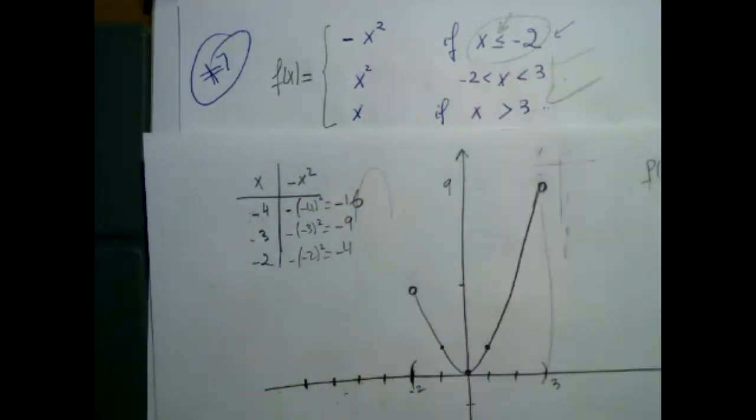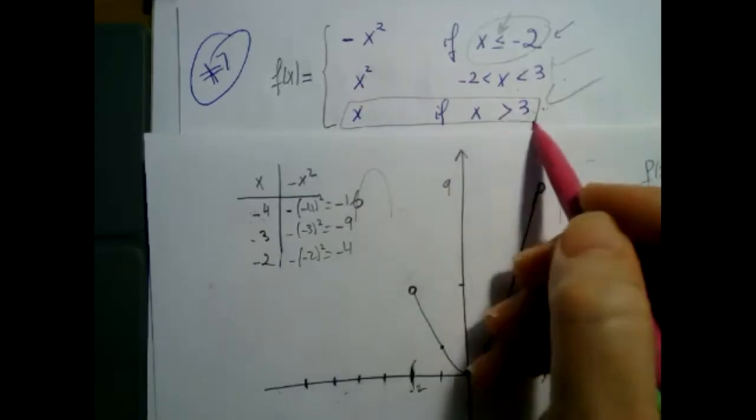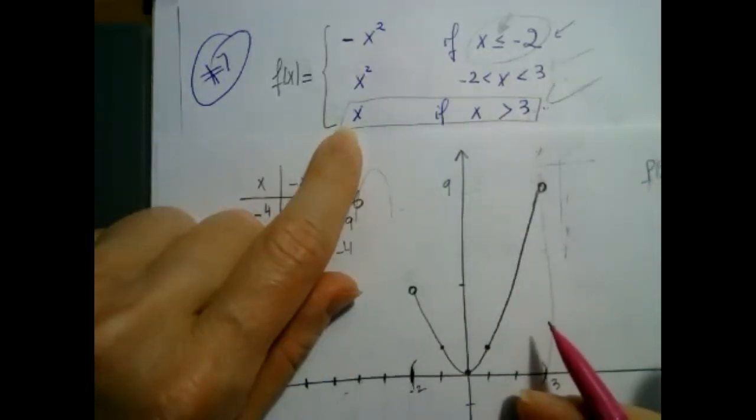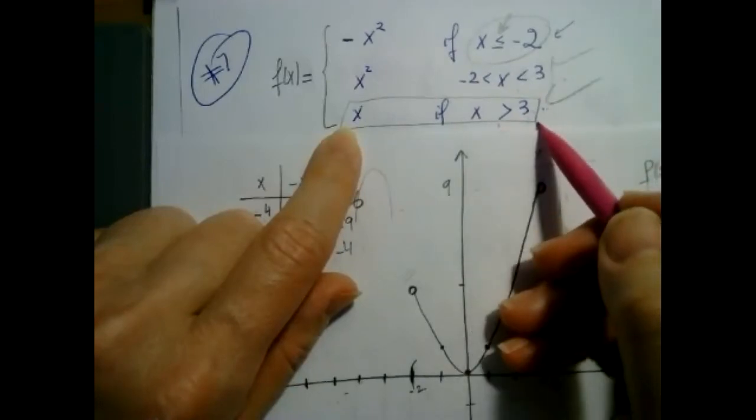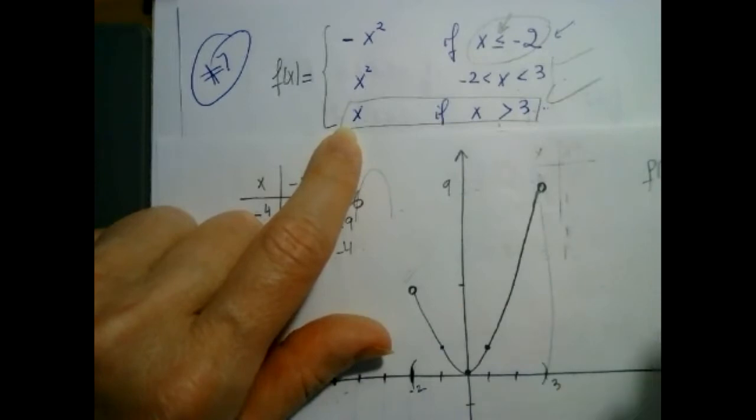Now my last piece, x. Now, is this a line? Yes or no? Are you guys with me? Is this a line? The last piece. When we graph it, absolutely. So now we have to graph this line. But I'm interested in this line when x is greater than 3. At 3, it seems that the function is not defined. It's not in the domain.